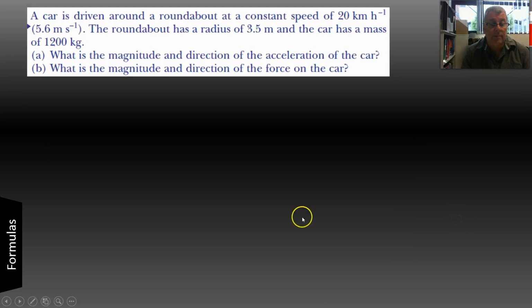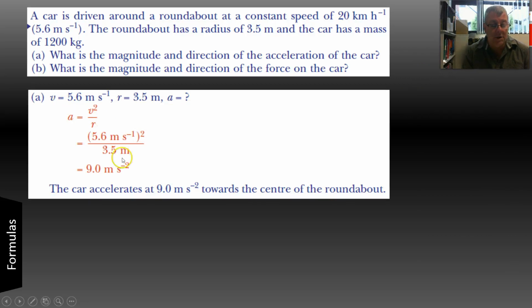There you go. Here's another one. A car is driven around a roundabout. We've been given a speed which is conveniently converted into meters per second, but sometimes that won't be. You need to remember how to convert kilometers per hour into meters per second. That's just a given. We've got the radius and we've got the mass, and we're trying to find pretty much the same things. In this case, they actually ask for the direction, so make sure you're explicit and you do give a direction.